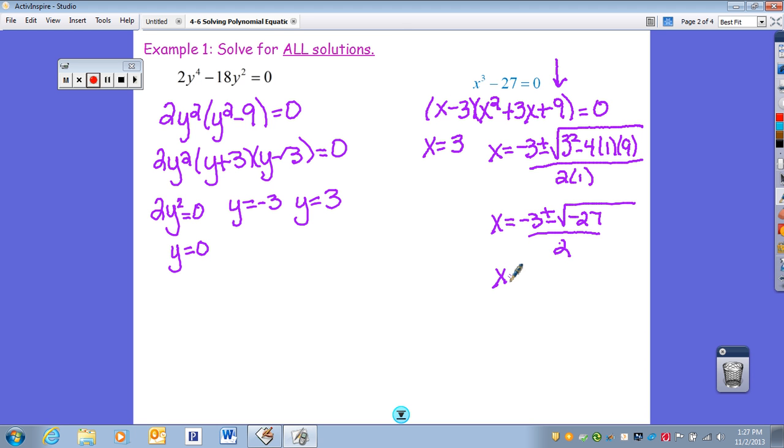So we need to simplify our root, and we have negative 3 plus or minus. When we make a factor tree to simplify the square root of 27, we have 9 times 3 or 3 times 3. So we're going to bring the 3 out as well as the negative 1. So we have 3i, and then what's left under the radical would be the square root of 3, all over 2. So these are going to be my 3 solutions. We have x equals 3, and then x equals negative 3 plus or minus 3i square root of 3, all over 2.